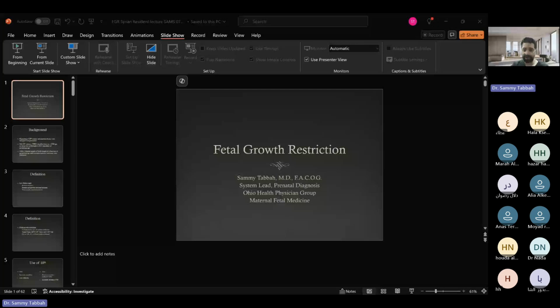So there are different definitions of low birth weight. So you have a low birth weight because a baby was born prematurely. You have low birth weight because a baby is preterm and growth restricted. And you have low birth weight because a baby is born at term, but is also growth restricted.